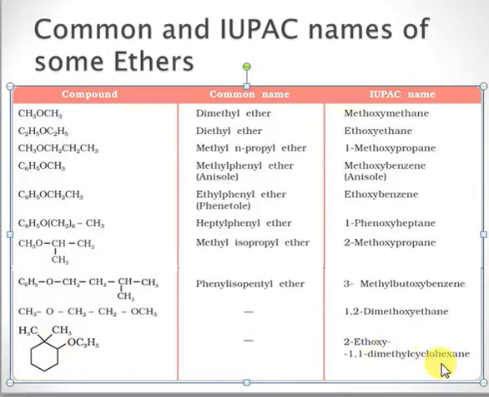So this will be 2-ethoxy-1,1-dimethylcyclohexane. Again, remember that whenever there is a name and a number, you have to place a hyphen. So we have to place 2-ethoxy, then again a hyphen, 1,1, so there should be a comma between numbers. So 1,1, then again a hyphen, dimethylcyclohexane. So that's the way by which we assign IUPAC names to ethers.